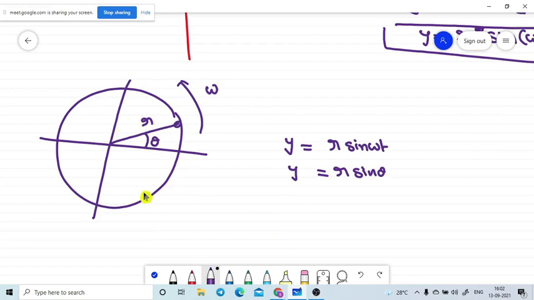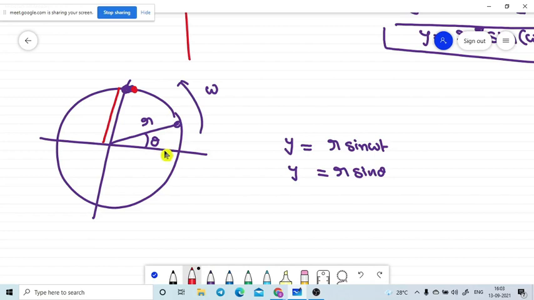That condition we need to understand. If the particle is near to this place, the particle will have the maximum displacement. Are you getting or not? If the particle is here, what about this angle?